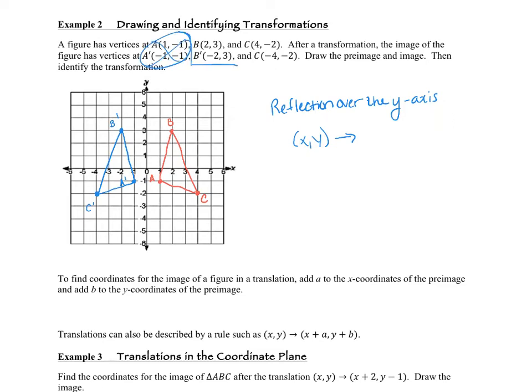If I look at b and b prime, the x became the opposite sign, 2 went to negative 2, but the 3 stayed 3, so the y value stayed the same. And it's the same thing for ordered pairs c and c prime. Oops, that's missing a prime symbol. But the 4 became negative 4, so the x became opposite sign and y stayed the same. So that is my arrow notation for that.